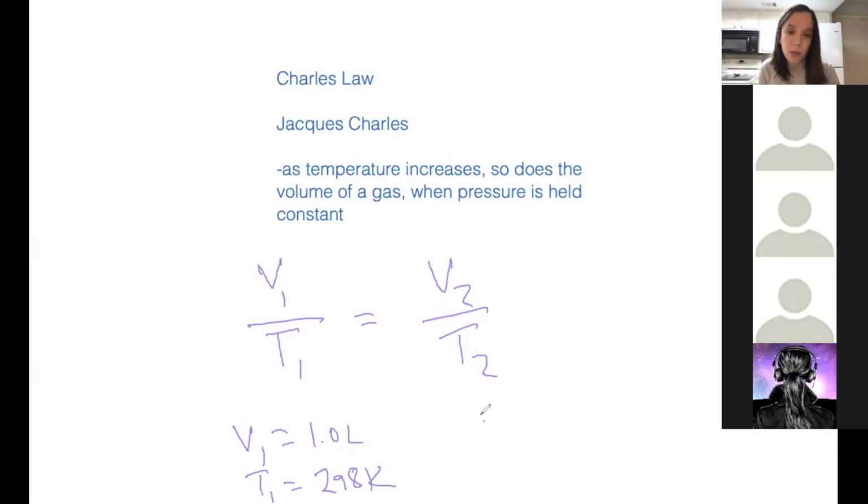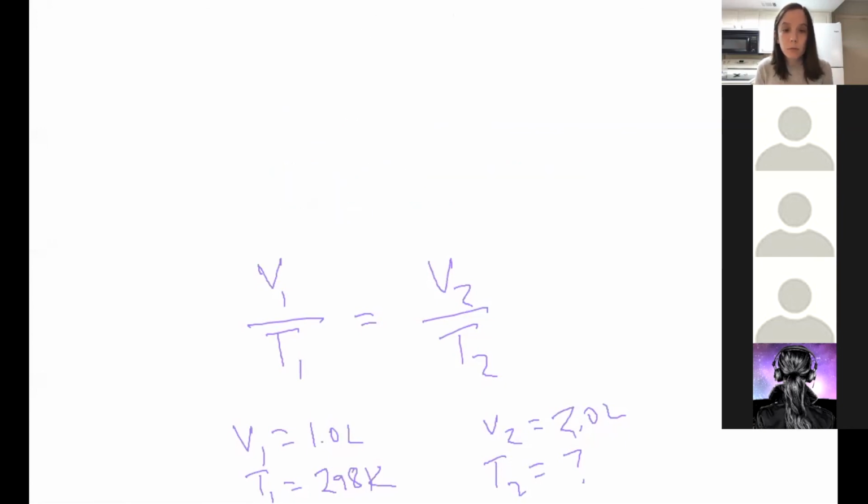And then for volume 2, let's say we double the volume. So we go from 1 to 2 liters. And does the temperature also double? Well, let's see. Let's put in all the things that we know and solve for T2. Okay, so volume 1, 1 liter, over temperature 1, 298 Kelvin. On the right-hand side, you have 2 liters over T2.